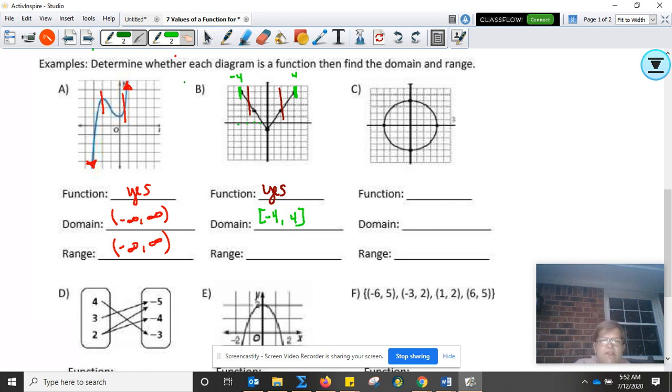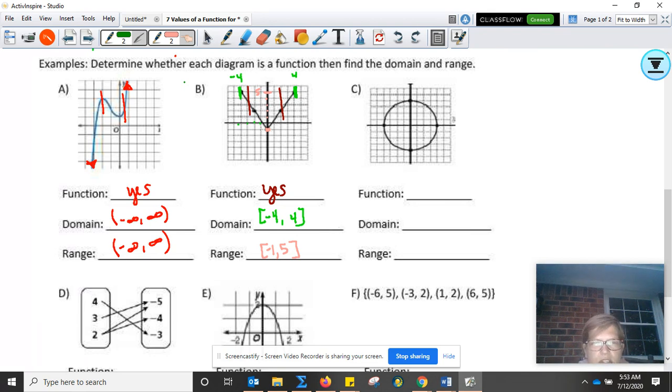All right, now for my range. Range is your y values. So let's start at our lowest y value, which is down here, and it's got a point on it. So it's negative 1. And it goes up all the way to here. That's as far as it goes. 1, 2, 3, 4, and that's 5. So it goes from negative 1 to 5, and that's a bracket as well, because those are endpoints. All right?